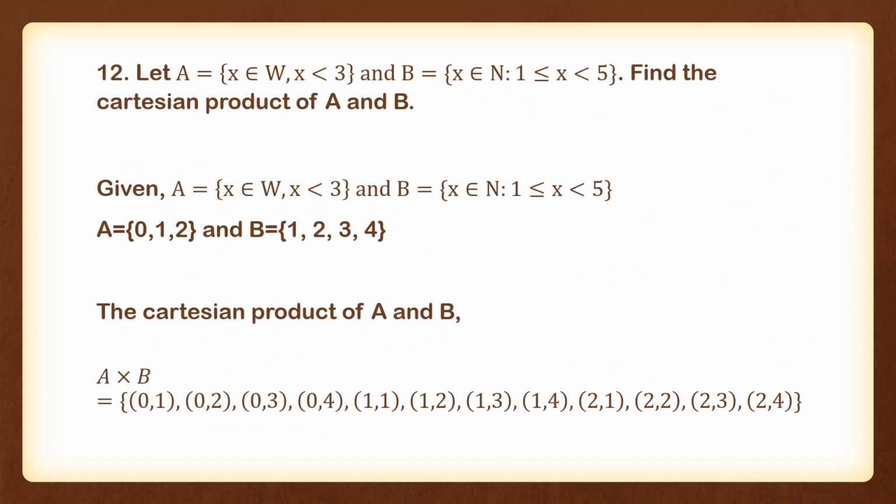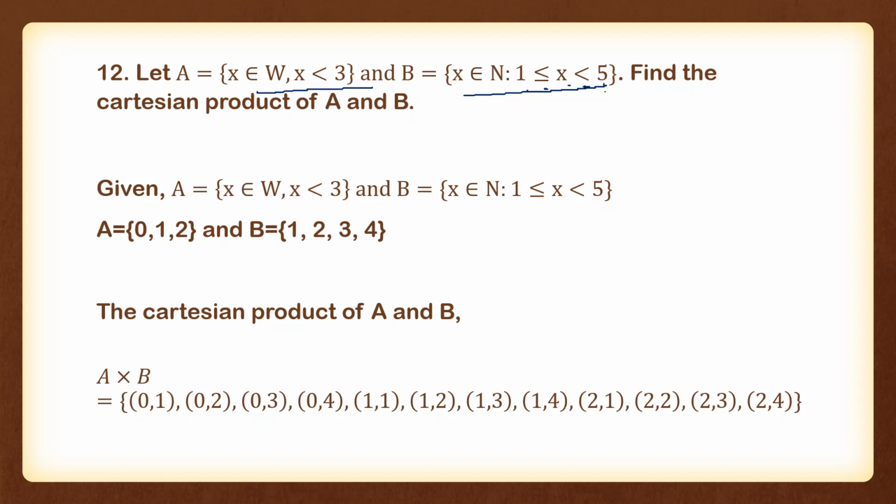Let A equals x belongs to whole numbers and x is less than 3, and B equals x belongs to natural numbers such that x belongs to 1 and 5. See, here it is a closed interval and here it is an open interval. When we talk about an open interval, we don't include this value, the limit, whatever value is here. So if it is 5 here, we will not include 5. Let's see.